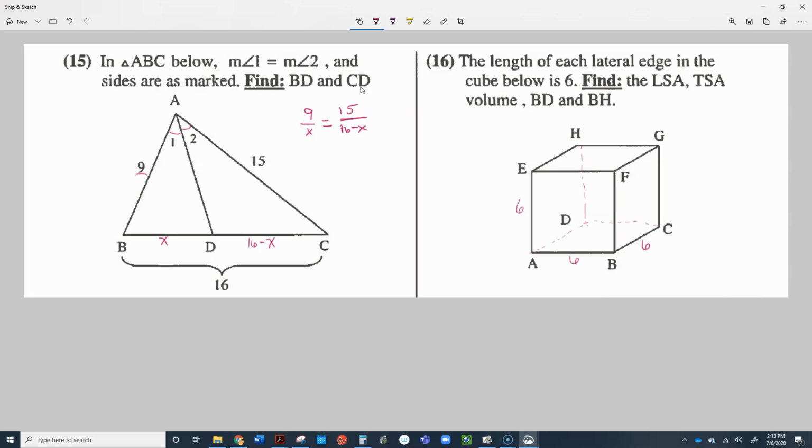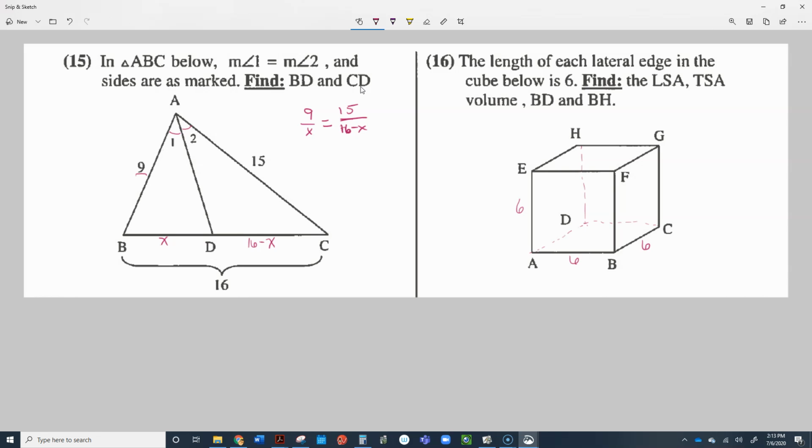Now, I will talk to you about those measurements because you can see I wrote them in. I don't know these two pieces. All I know is that the whole thing is 16. So since BD is one of the things that I'm looking for, I called that X. Whatever BD is, if BD is 10, then this piece will be 10, this piece will be 6. If BD is 5, then this piece will be 5, this piece will be 11.